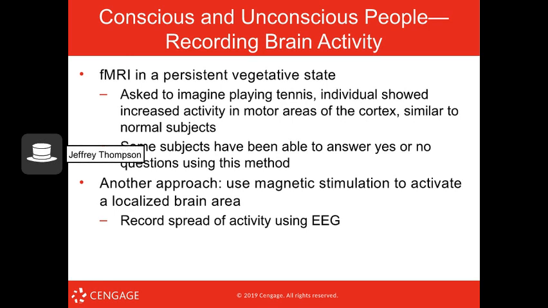So, if you are in a persistent vegetative state, we can still hook you up to an fMRI, and if you were asked to imagine playing tennis, we would still see increased activity in the motor areas of the cortex, similar to what we would see in normal subjects. Also, some people have been able to answer yes or no questions using this method. So, even though you're not conscious, right, your brain is still responsive.